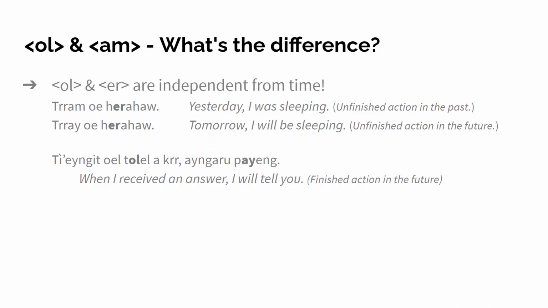And even though that can be hard to grasp, it's the same for ol. We most often see ol used as past, because if something is finished, and if you're talking about something that's finished, then most often that will be in the past, but you can also use ol in the future. That's possible. So for example, te engit wel tolel agr, when I received an answer, I ngaru payeng, I will tell you. So at the time when I will have received an answer in the future, then I will tell you. So it's a finished action in the future, because when that has happened, that is finished. So you see, here we use ol to talk about the future.